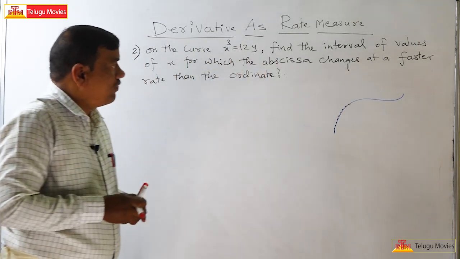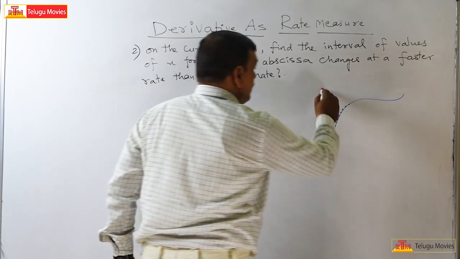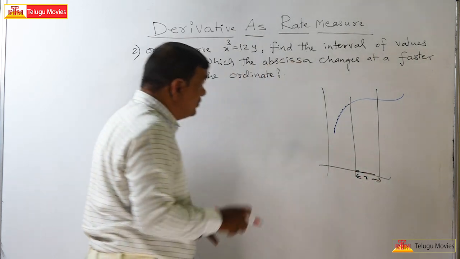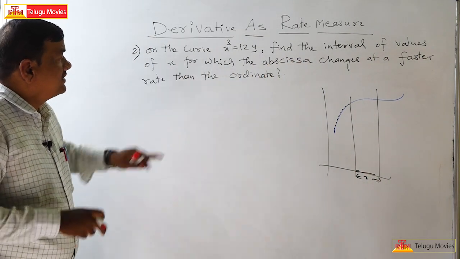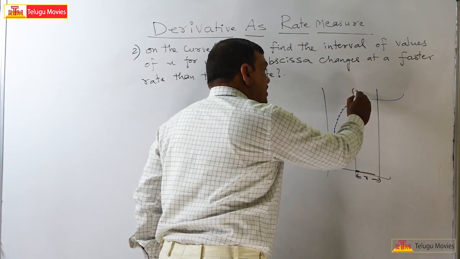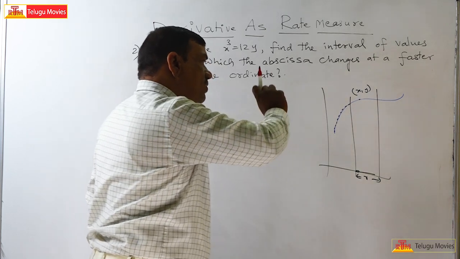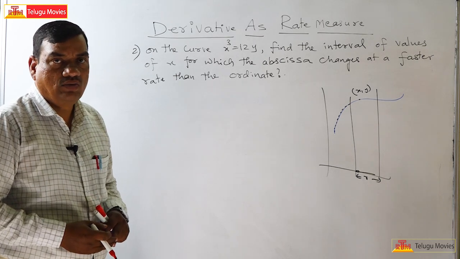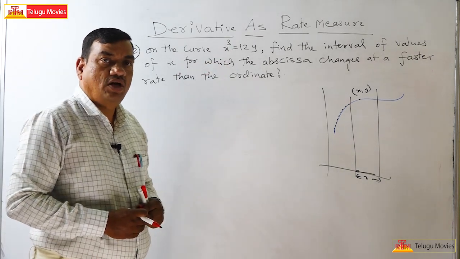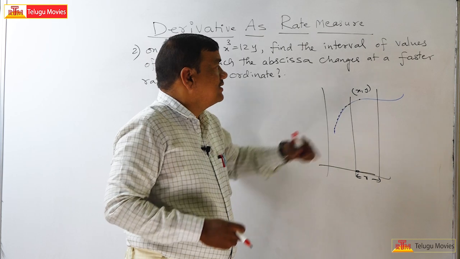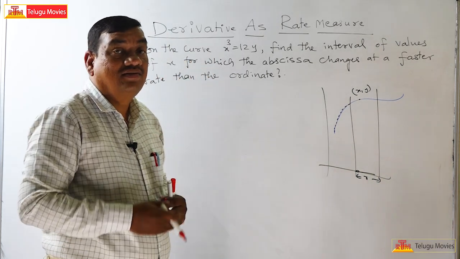Now we have to find out an interval of x for which the abscissa changes at a faster rate than the ordinate. Abscissa, that means what? Here a point is there, x comma y. As the particle moves on the curve, the coordinates of x and y also change. That depends upon the curve. So now we want an interval in which the abscissa, meaning x, changes at a faster rate than y.